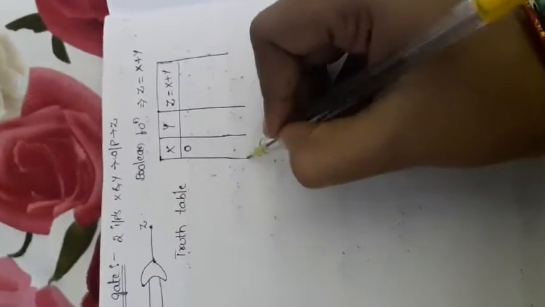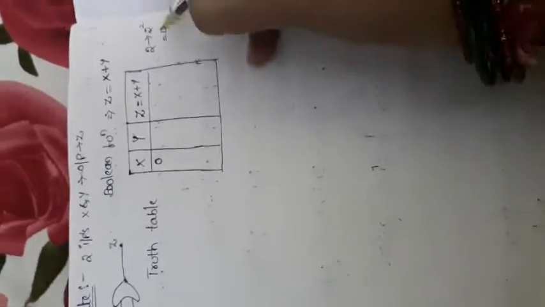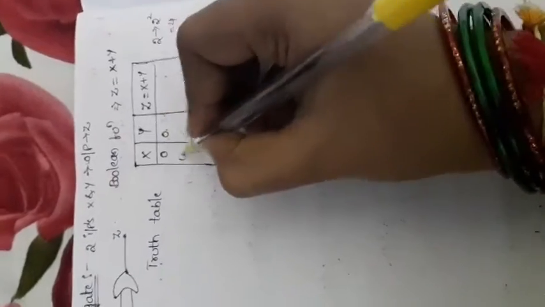First write the input variables x, y, and the output function z is equals to x plus y. Write the combinations, you already know, right? For this also we have two inputs, which gives 2 square, totally 4 combinations: 0 0, 0 1, 1 0, 1 1. So x plus y: 0 plus 0 is 0, 0 plus 1 is 1, 1 plus 0 is 1, 1 plus 1 is 1. So this is the complete explanation about the OR gate.